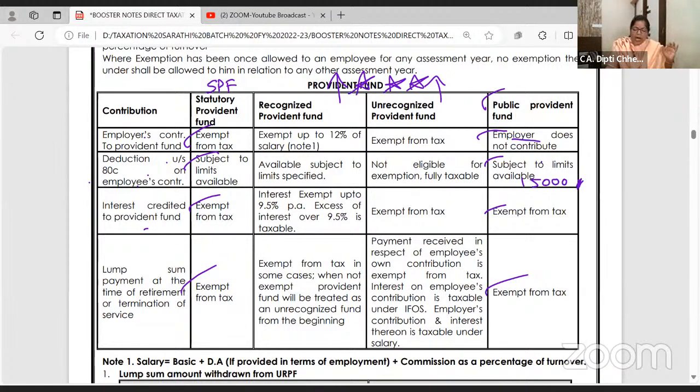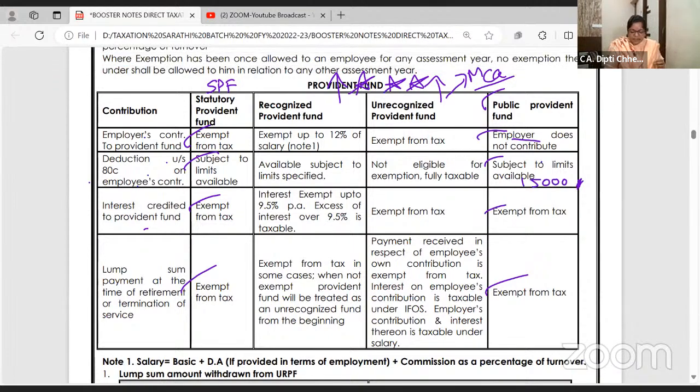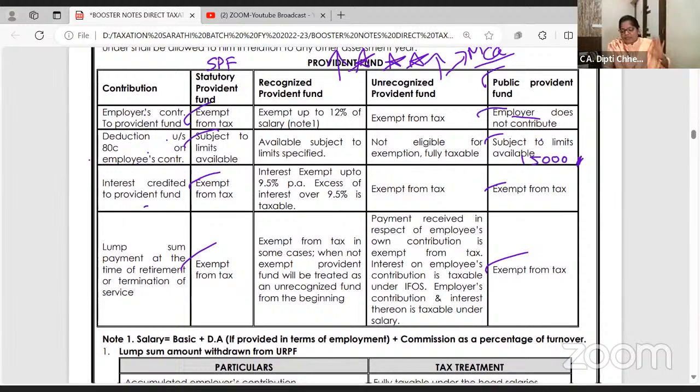So let us do RPF and URPF. URPF is a hot favorite for MCQs, whatever exam you are writing, CA or CMA. Now let us begin with recognized provident fund. Recognized provident fund is the provident fund of the entity, its own provident fund, but they have got it recognized and approved from the commissioner.